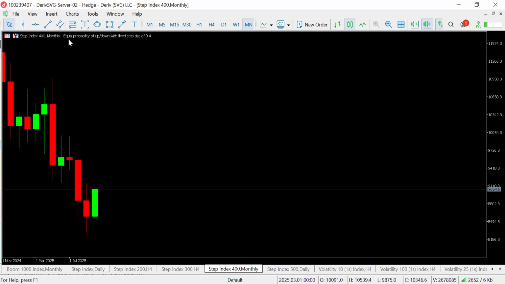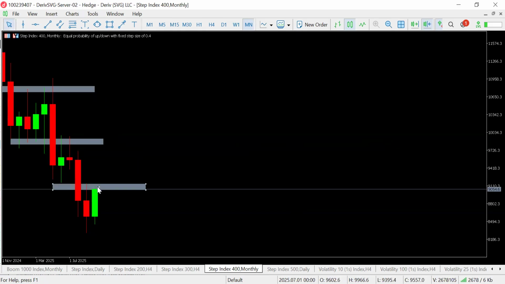So without wasting much time, let's look at step index 400. And just like we did from the previous index, we'll try to get the rejection zones, which will be acting as our key zones or key points of interest, because each time price got to these areas, we saw price moving away from those areas. So they'll be serving as our key points of interest.